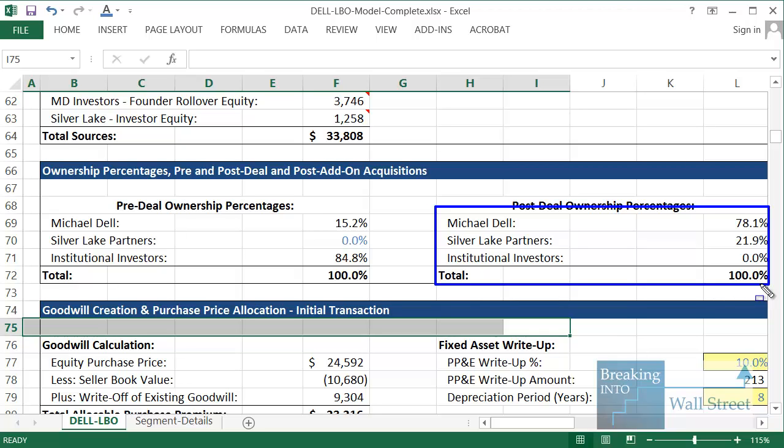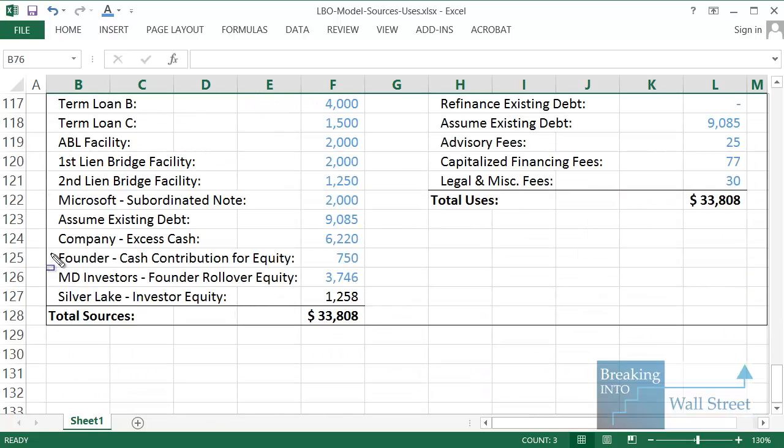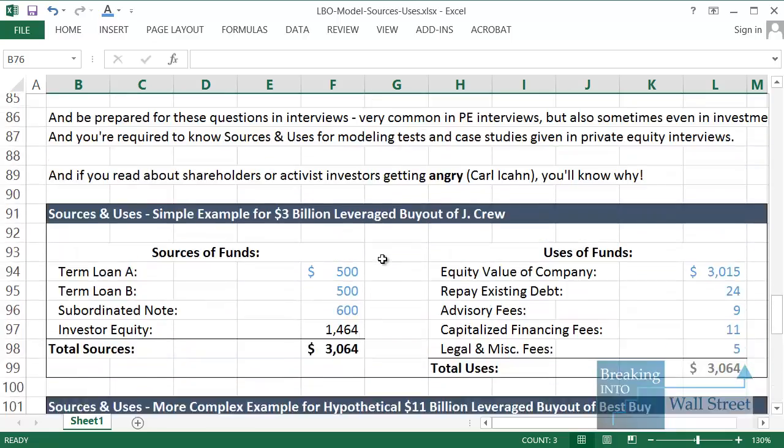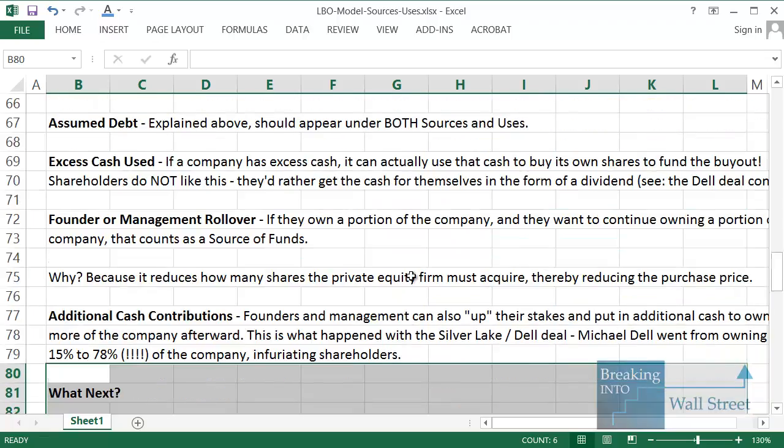And of course, the moral of this story is that if you understand the sources and uses schedule, and you understand that the equity here represents ownership in the company's new equity, and that everything else above it does not, then you understand how this works and the dynamics of why these deals can often be a bad deal for shareholders. So that's it for our tutorial.